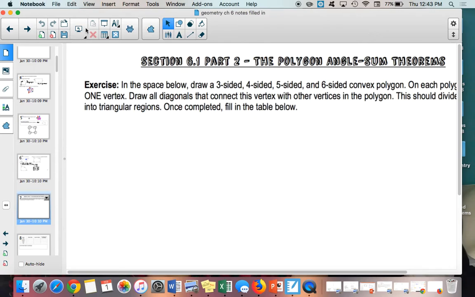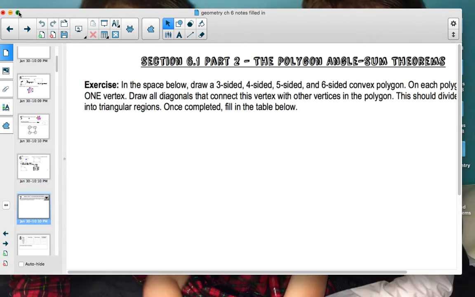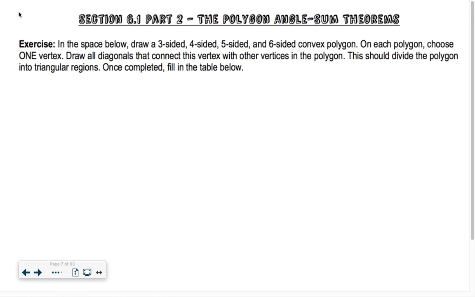Part 2 is the Polygon Angle Sum Theorems. This is something that I typically taught later on, like in chapter 11, but it's in this chapter in your book, so I'm going to go with it. And it's not anything that's super hard, so don't think just because I said chapter 11 it's going to be hard. So if we draw a 3-sided shape, it's a triangle.